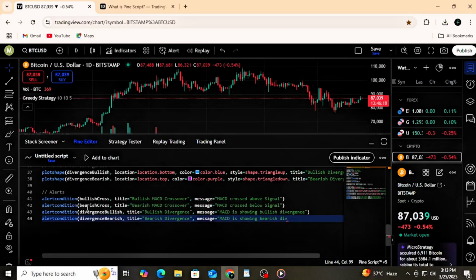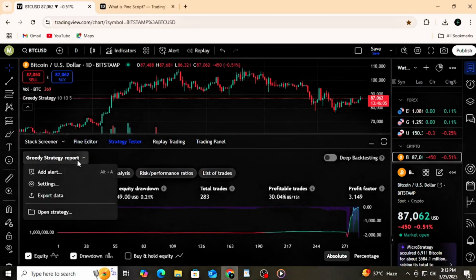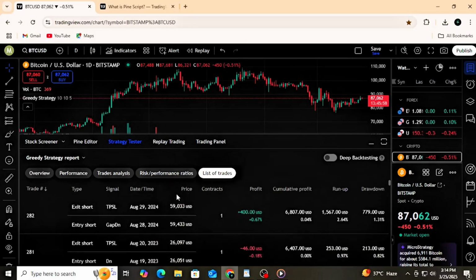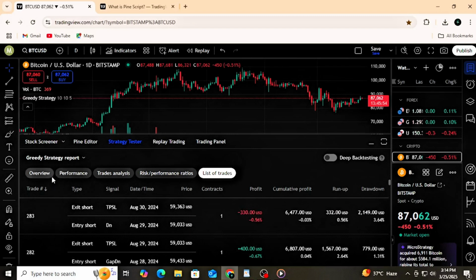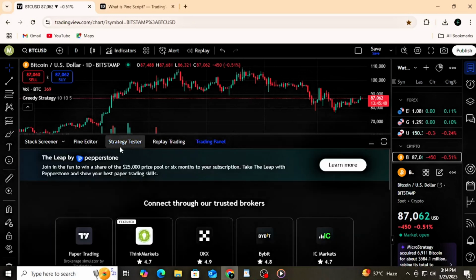TradingView provides extensive documentation and community support for PineScript. The PineScript reference manual is available on the TradingView website, offering detailed explanations of functions and syntax. Additionally, the TradingView community is an excellent resource where traders share scripts, ideas, and best practices. Learning from existing scripts can help you understand how different functions work and how to improve your coding skills.